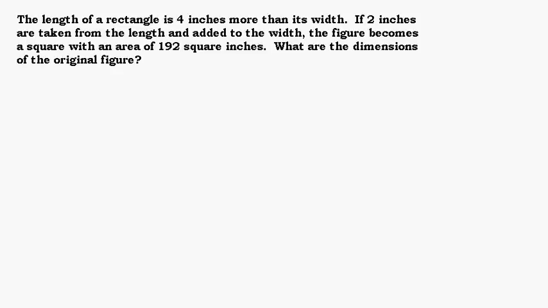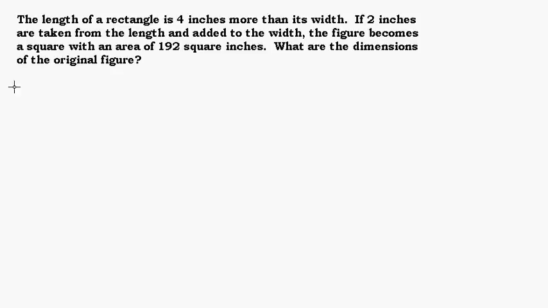The length of a rectangle is 4 inches more than its width. If 2 inches are taken from the length and added to the width, the figure becomes a square with an area of 192 square inches. What are the dimensions of the original figure? Can you get a picture of what's going on here? That's kind of important. You really have two shapes happening here. You've got your original shape, your rectangle.